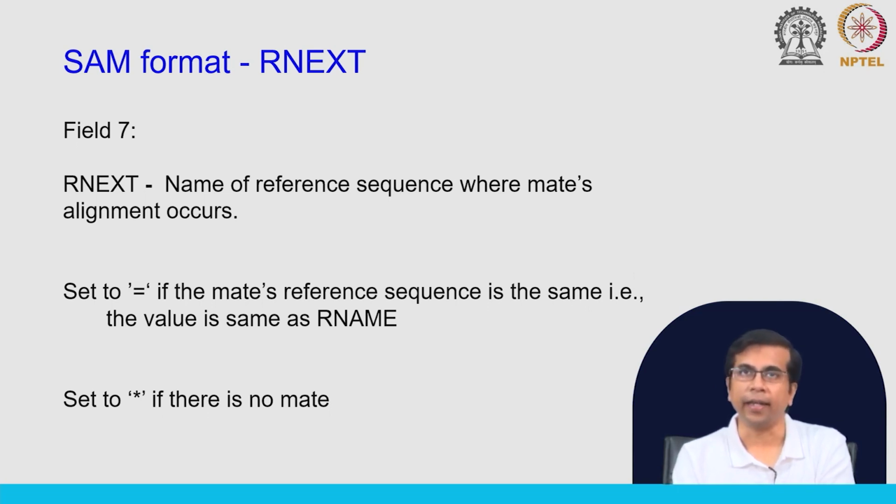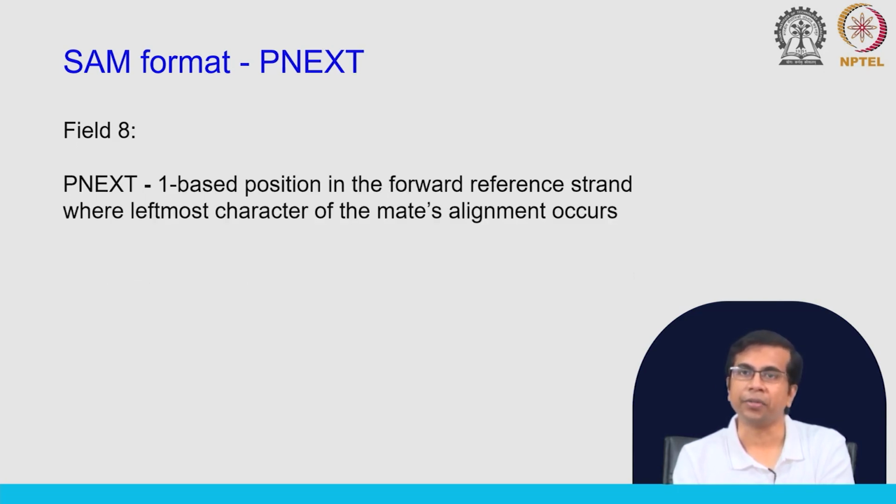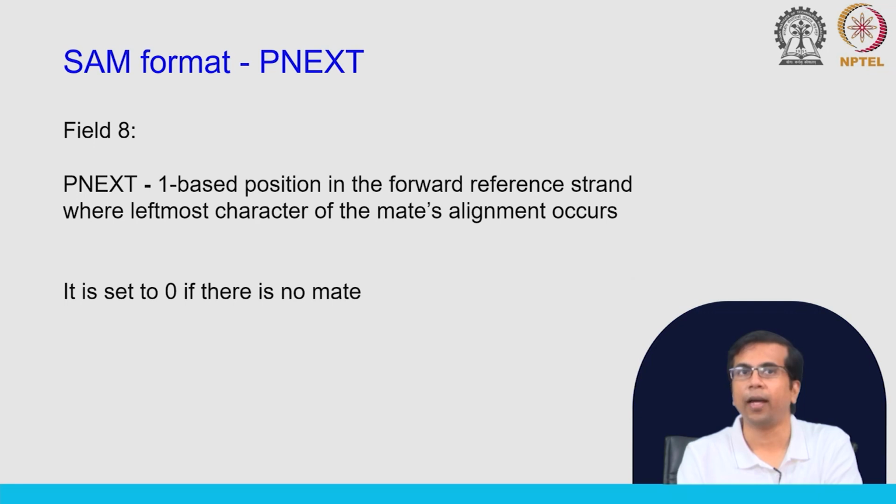The next field is field 8, which gives you PNEXT. This is the POS equivalent for the mate. It gives you the position of the mate's alignment on the reference. Again, it is based on the one-based positioning system that we just described, and it describes the leftmost character's location in the mate's alignment. So, leftmost position. As you can see, this is consistent for POS as well as for PNEXT. And it is set to 0 if there is no mate in the data.